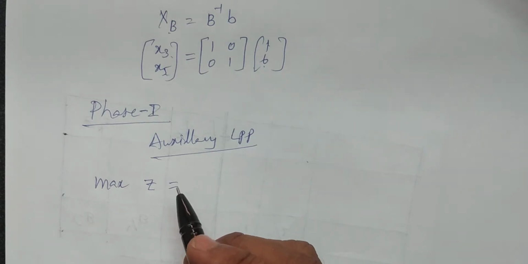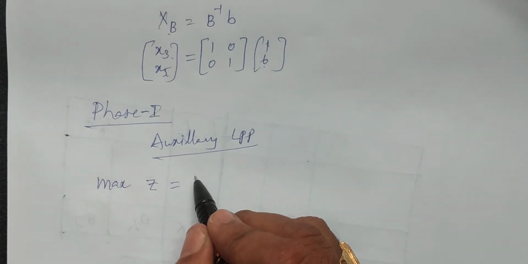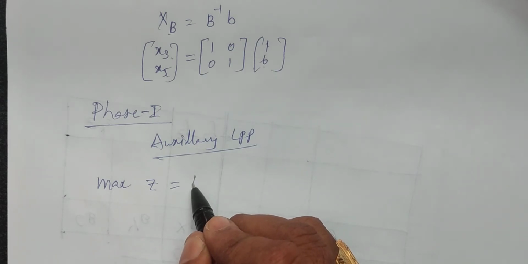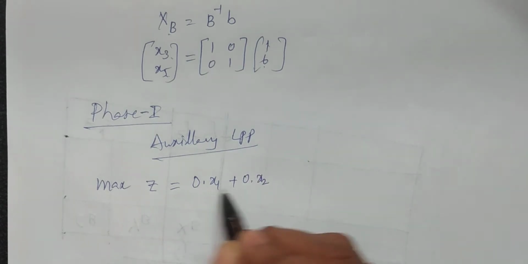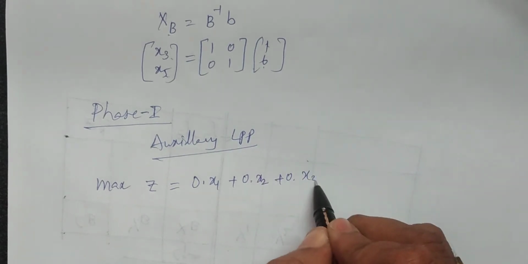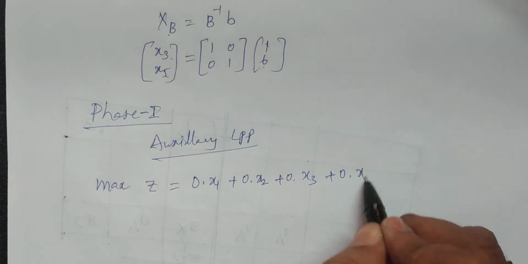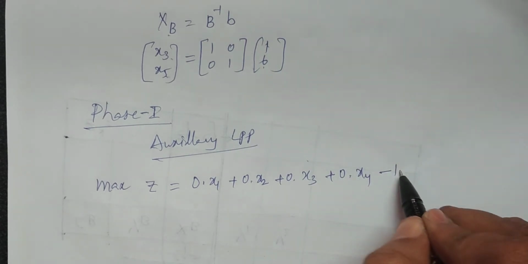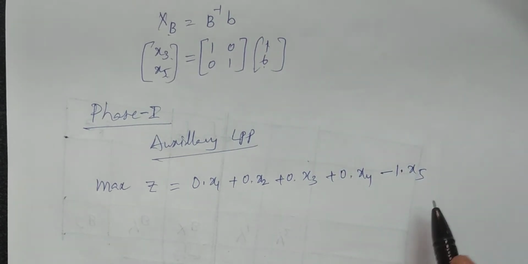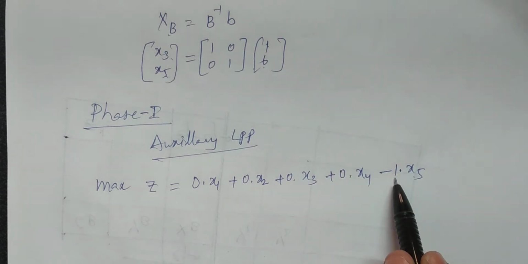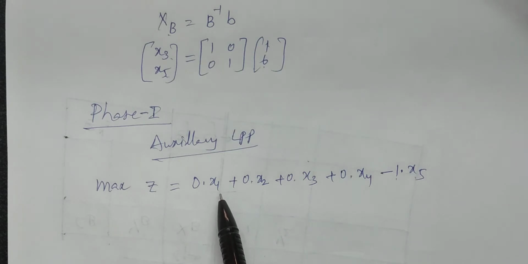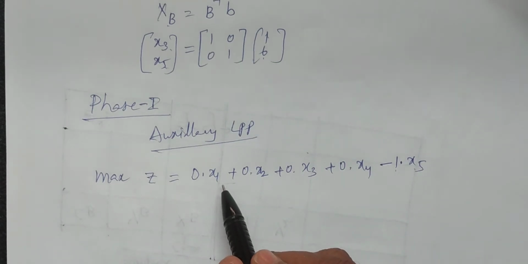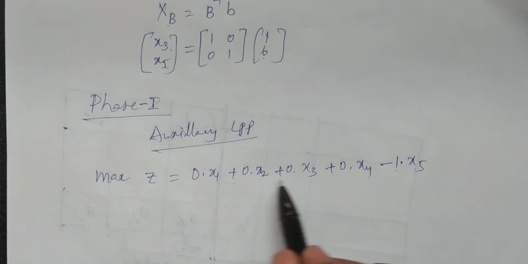And remaining all other variables you have to allocate the cost as 0. So what is the original objective function? It is 5x1 plus 3x2. So you write 0 into x1 plus 0 into x2, original variables, plus 0 into x3, slack variable, plus 0 into x4, surplus variable, minus 1 into x5, the artificial variable. For the artificial variable I have assigned -1, remaining all other variables including original variables I am taking the cost as 0.